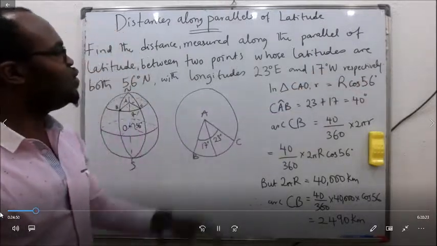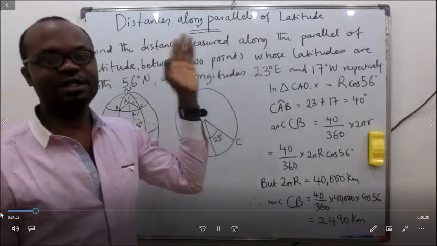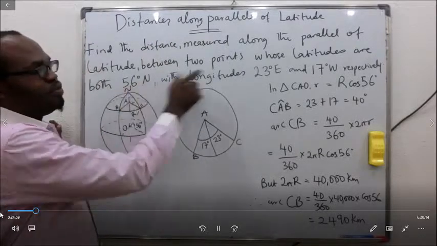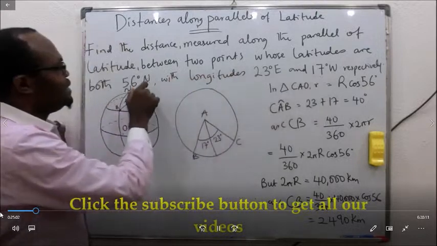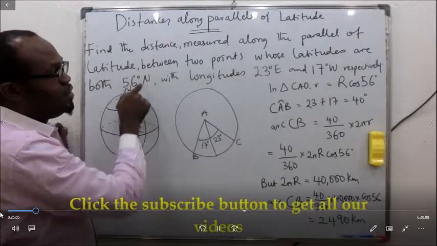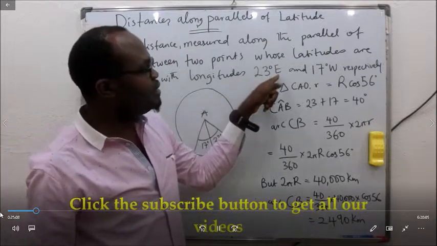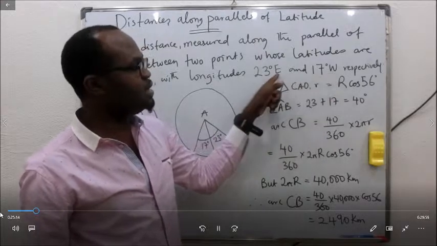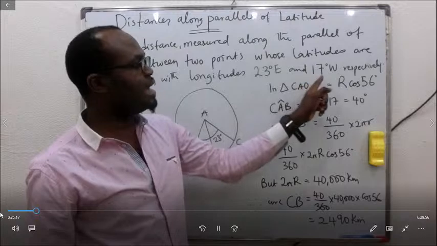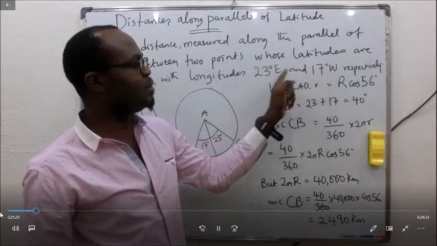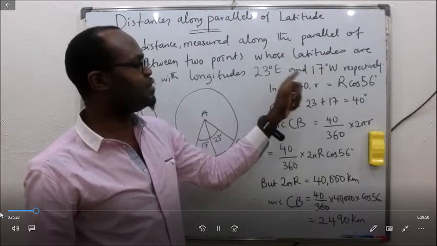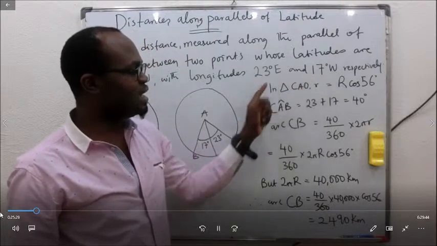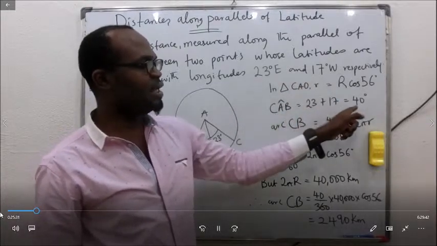Now, whenever we have problems of calculating distances in longitudes and latitude, given that both points, this point and this point, have the same latitude, we check the longitudes. We check whether the direction is the same. If the directions are the same, like west-west, you have to subtract. If it is east-east, you have to subtract. But because this is east and this is west, they are not the same, so you have to add. And that's why we added the two angles to get this.